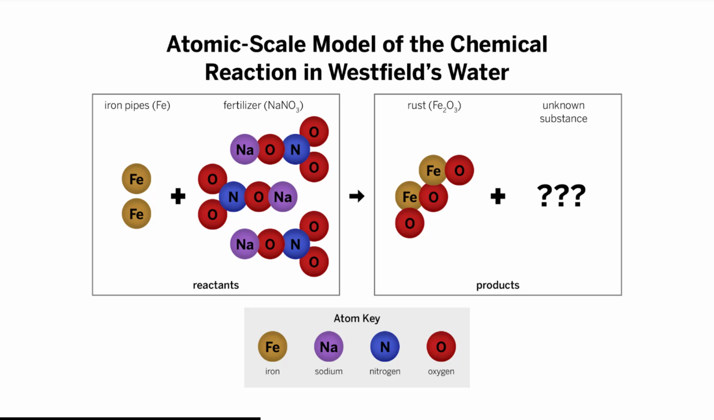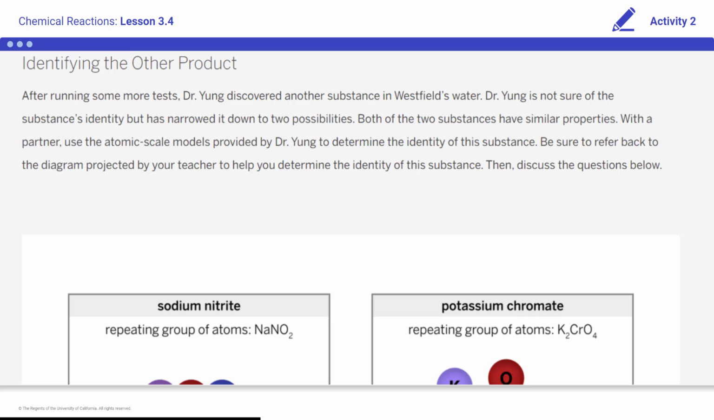This diagram shows me that the reactants were made of iron, sodium, nitrogen, and oxygen atoms. This information is useful to me because, as we know from our key concepts, none of these atoms could have been destroyed or changed into other atoms during the chemical reaction. Students, choose what other substance could be in the water besides rust. A reaction between the fertilizer and the iron pipes could produce rust and sodium nitrate, but not potassium chromate.